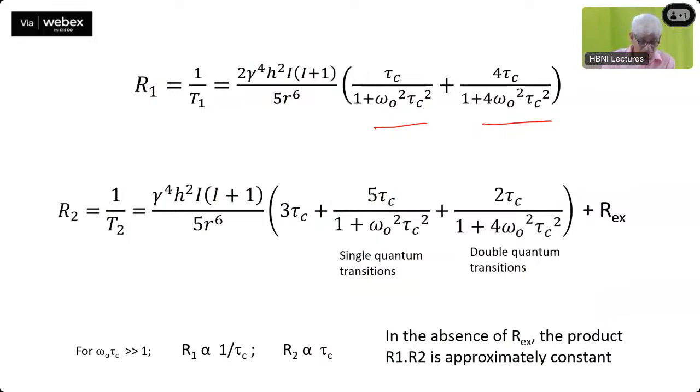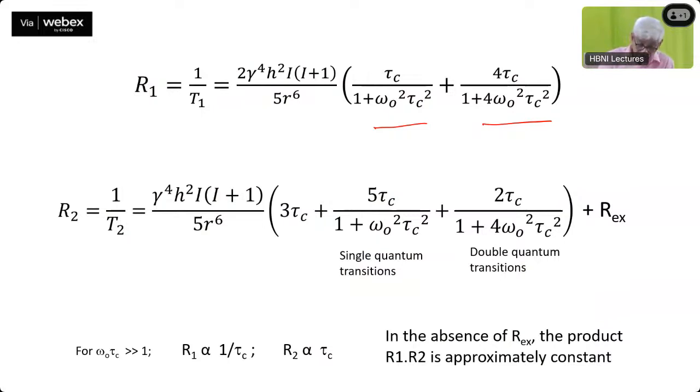Okay. Now if you look at a particular kind of situation, omega naught tau C far greater than 1, you can make approximations here. R1 will be proportional to 1 by tau C and R2 will be proportional to tau C. You can make approximations and see how that happens. And if this happens, approximately, the product of R1 and R2 will be independent, in the absence of R exchange.